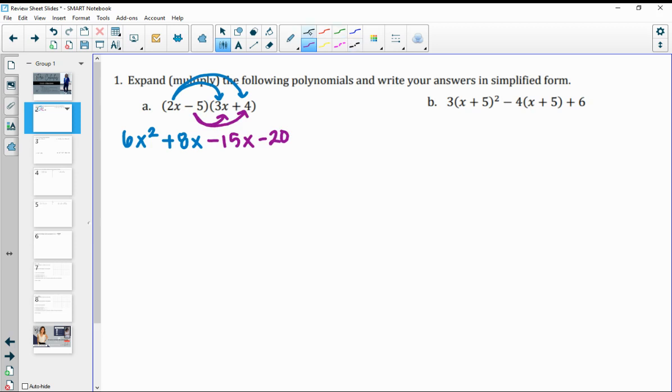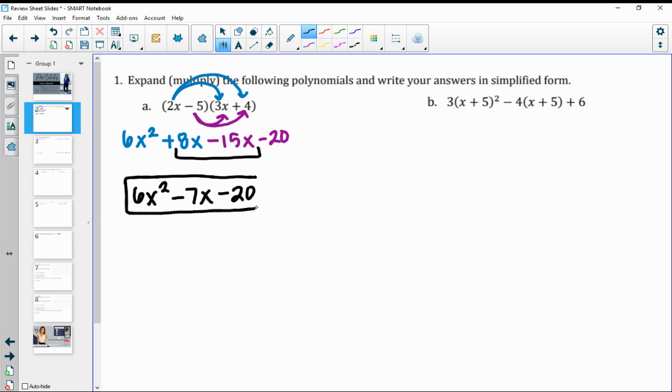Then we'll just go ahead and combine our like terms here. So we'll put these x terms together. So we have 6x squared. 8x minus 15x is negative 7x. And then we have that minus 20. So that would be our final answer there.